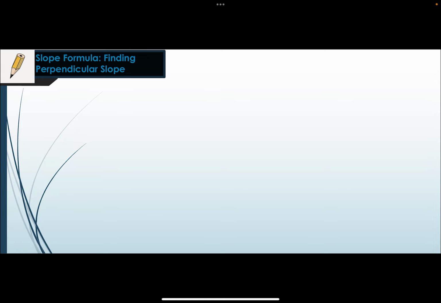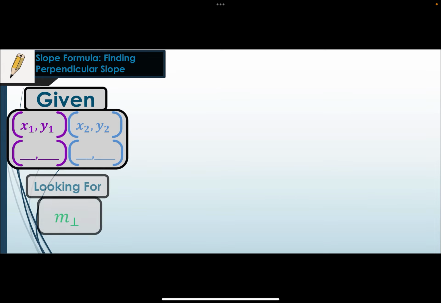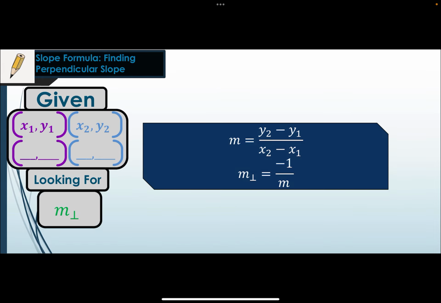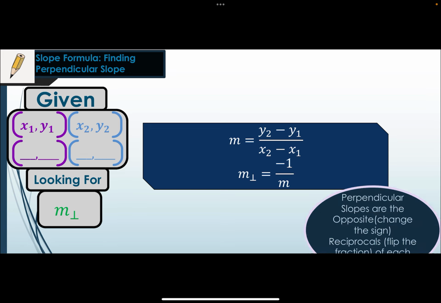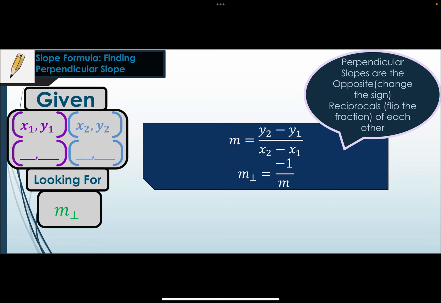For perpendicular, we have what's called the opposite reciprocal, which just means we change the sign and we flip the fraction. So opposite means change the sign. Reciprocal means flip the fraction. You change the sign and flip the fraction.